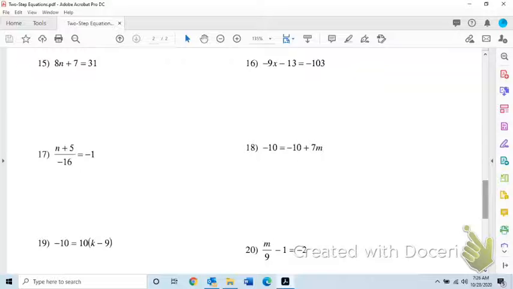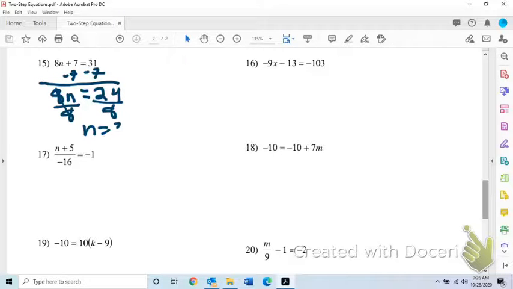Number 15. We start off with subtraction. We want to isolate that variable, working from far away to close by. And that gives us 8n equals 24. Divide both sides by 8. We get n equals 3.